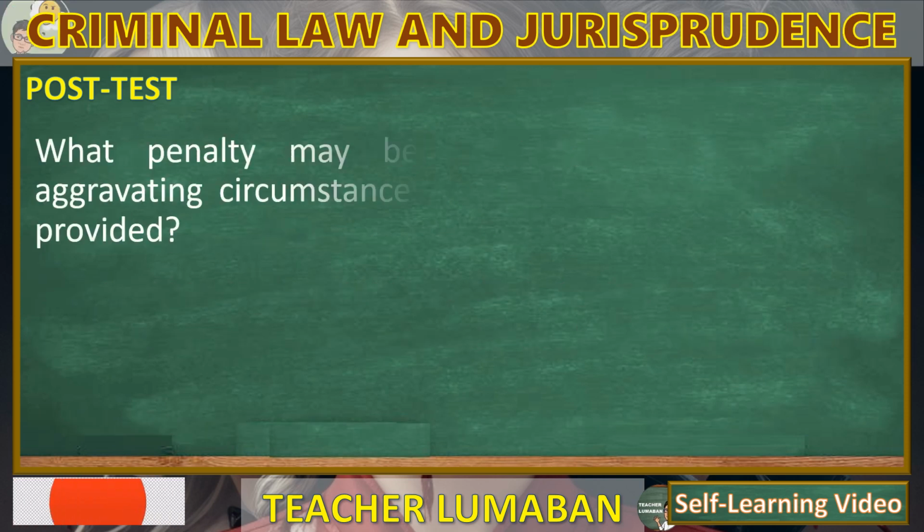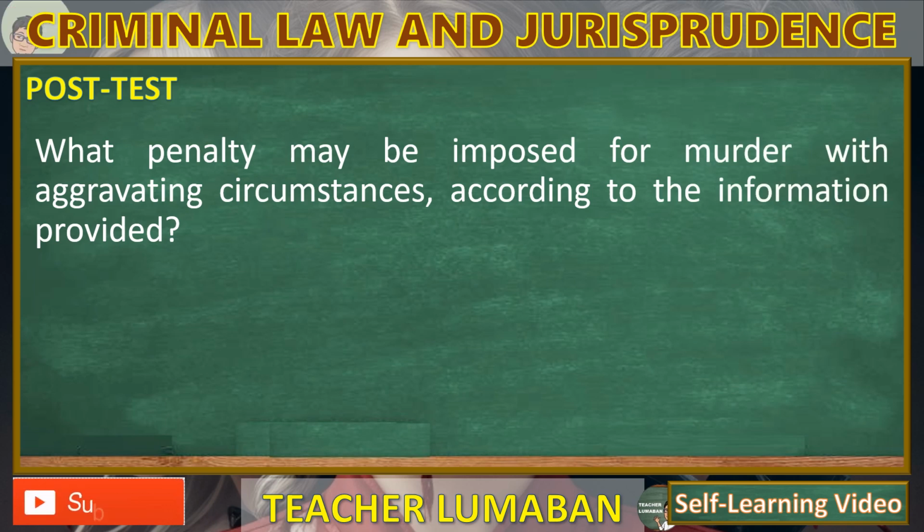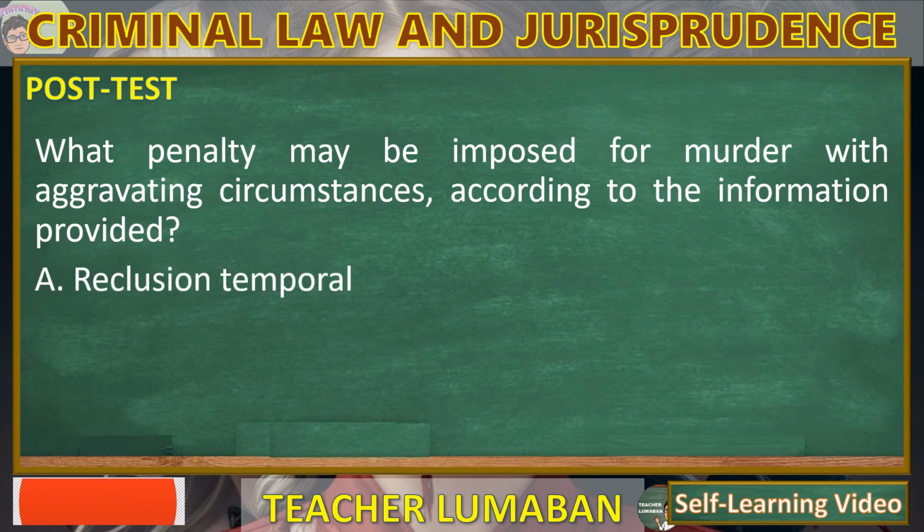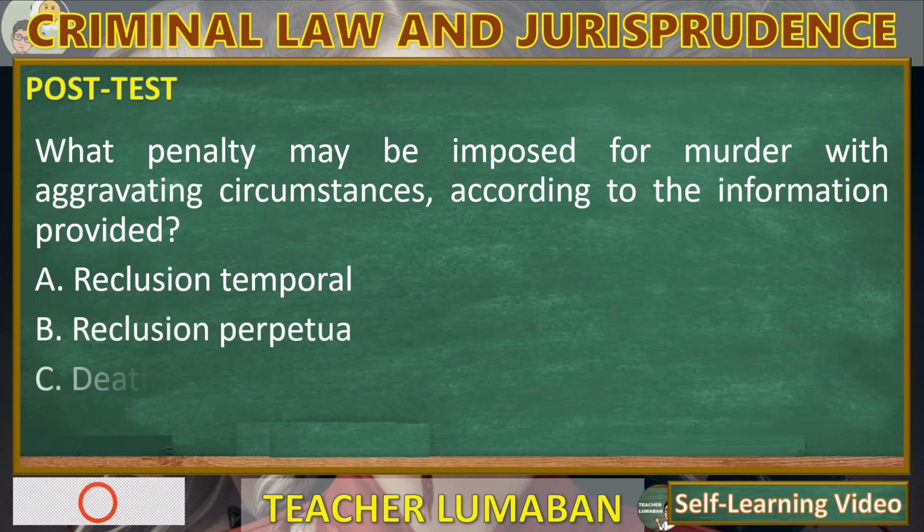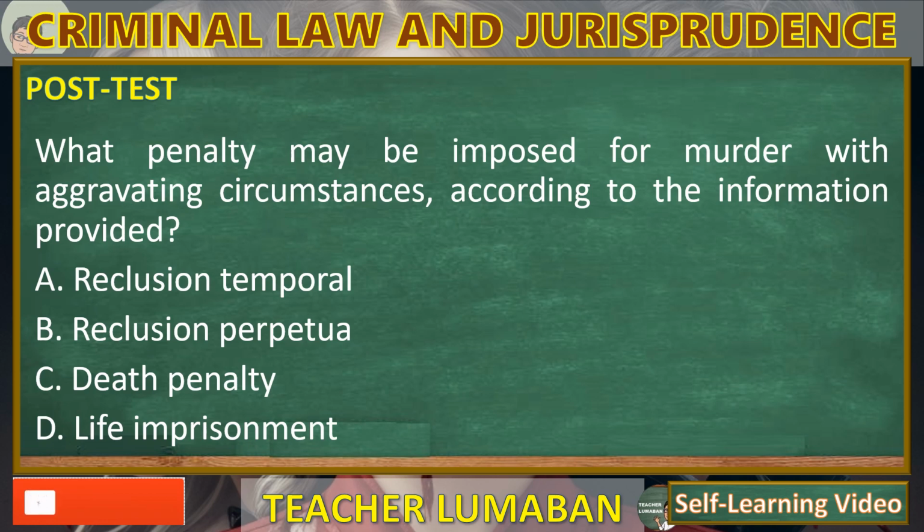What penalty may be imposed for murder with aggravating circumstances, according to the information provided? A. Reclusion temporal. B. Reclusion perpetua. C. Death penalty. D. Life imprisonment.